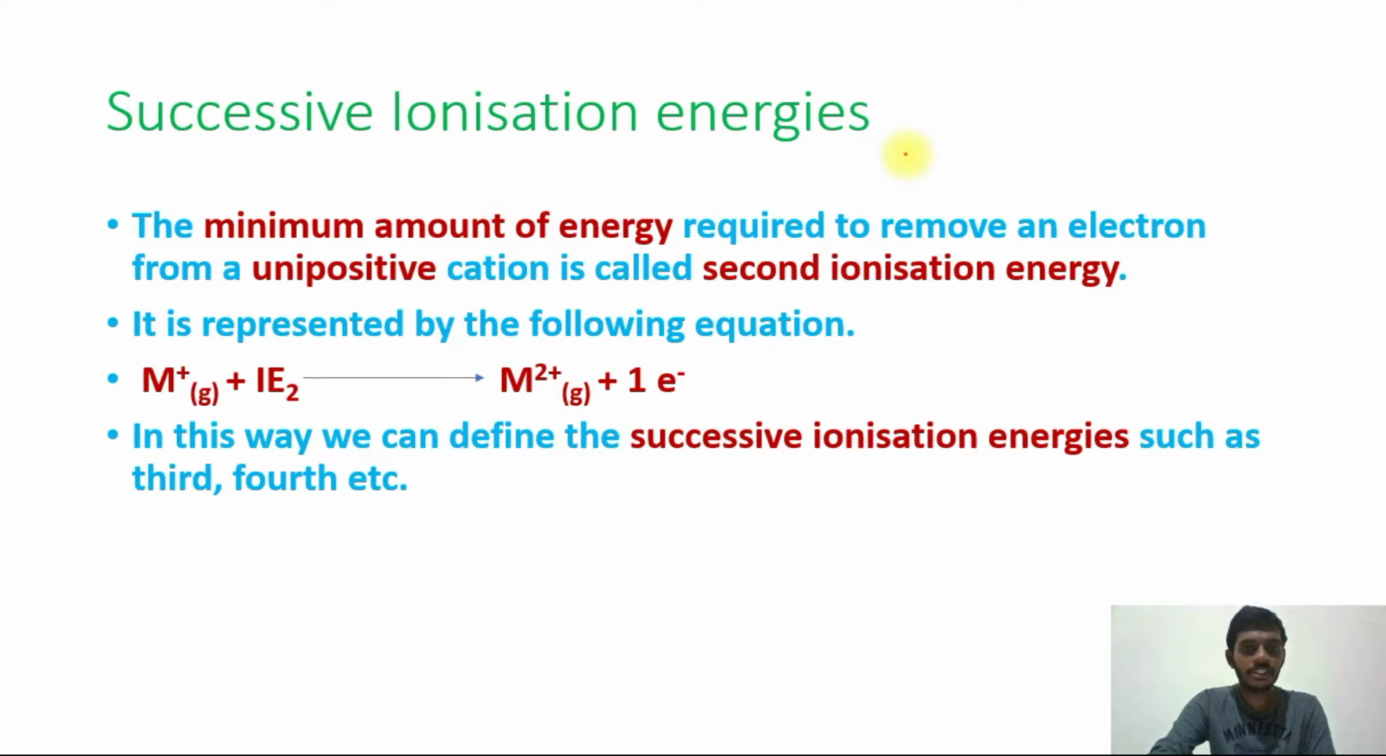Successive ionization energies. Successive ionization energy is the minimum amount of energy which is required to remove an electron from a unipositive cation, called the second ionization energy. It is represented by the following equation. Here M plus is the unipositive cation. After the second ionization energy, it becomes M2 plus, releasing 1 electron. In this way, the successive ionization energies can be defined, such as second, third, fourth, etc.